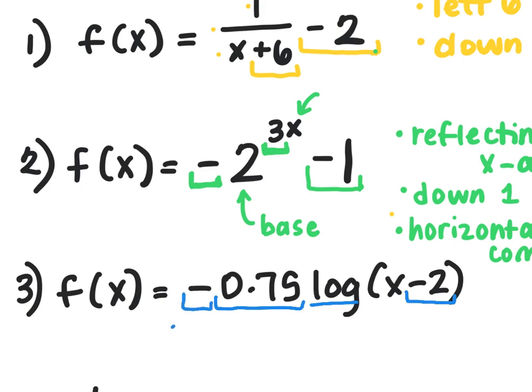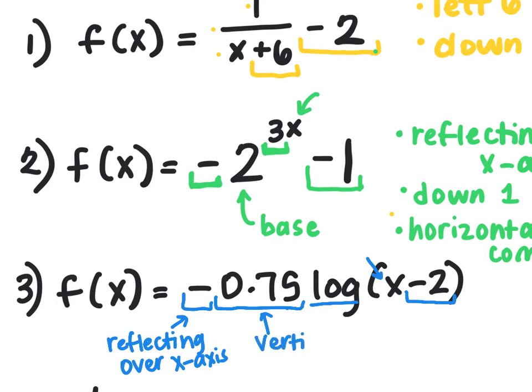So I know that this negative, since it's in front, tells me I'm reflecting over my x-axis. I see this 0.75 is in front, right? It's not next to my x, it's in front, so that's magnitude, but in this case it's vertical. And since it's a decimal, it'll be a vertical compression. Last thing is this -2. It's in my group, so I know I'm going side to side and I need to do the opposite. So this tells me that my function is moving right 2.